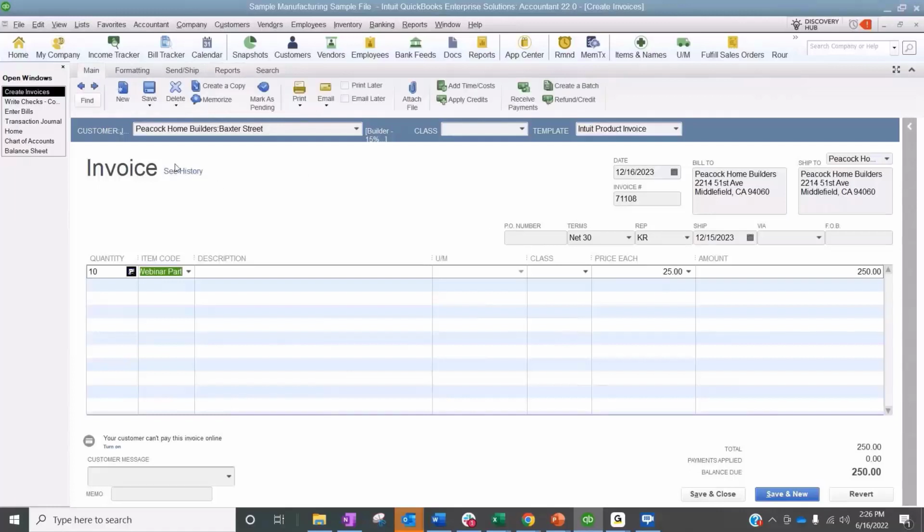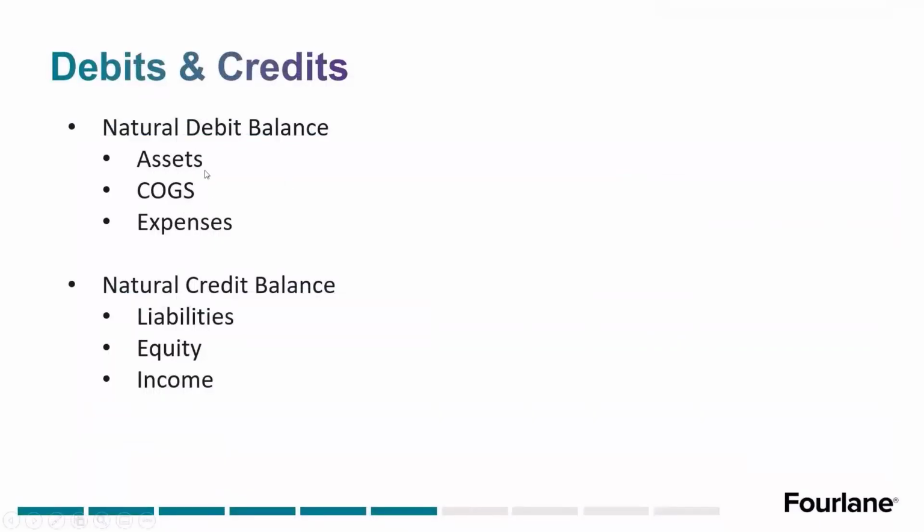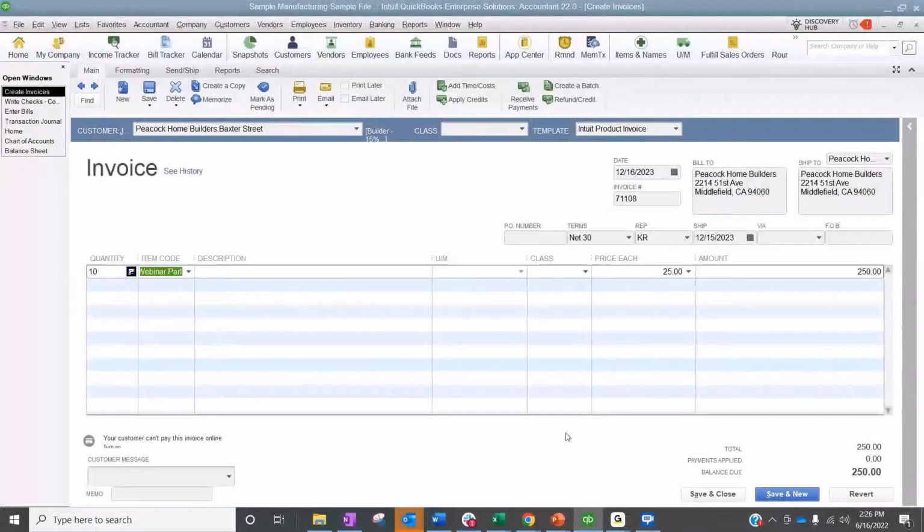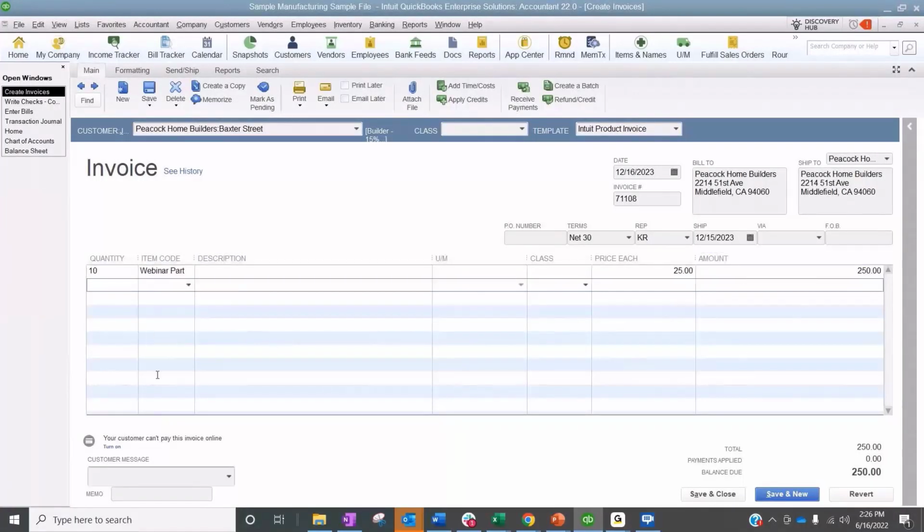So on here, my total invoice, which is reflected down below here as opposed to a bill which is showing up top, is for $250. So someone owes me $250. That means my accounts receivable balance, which is an asset, is going to go up by $250. That's my debit. So anything else in here is going to be a credit if it's a positive amount.